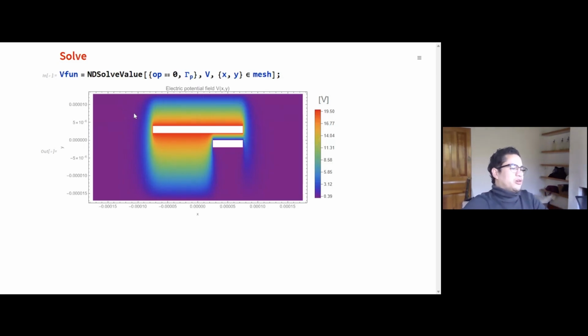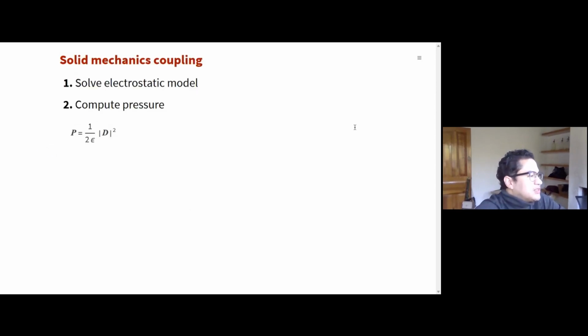After solving it, we are going to see this distribution that matches our boundary conditions. We can see already the voltage difference, and here we can see the gradient of voltages that is going to create this electrostatic force between the electrodes. The good thing about this model is that you only need to compute the electrostatic model once, and then you can go to the solid mechanics model and do the coupling. In this case, the solid mechanics coupling is going to be with a pressure.